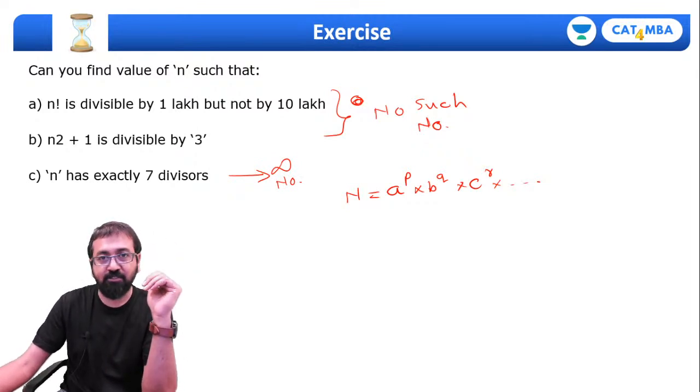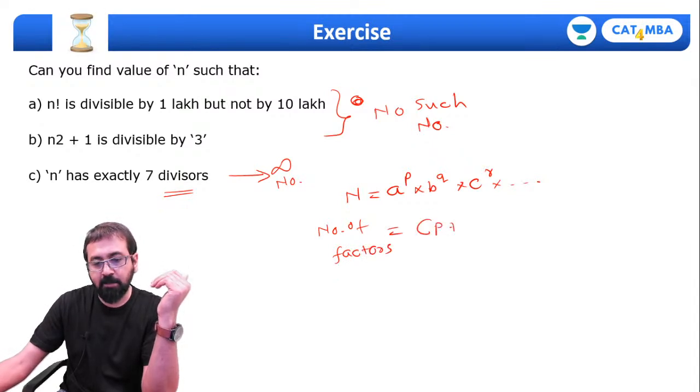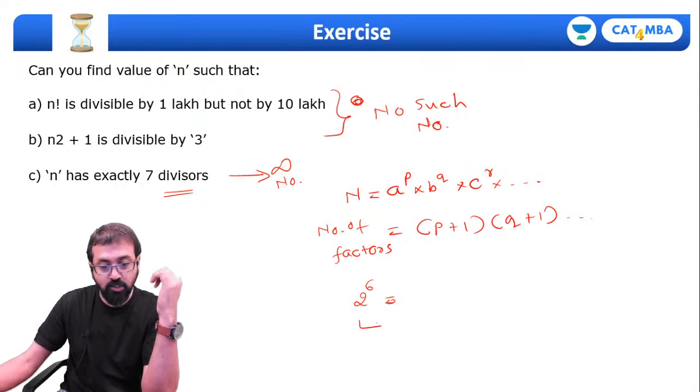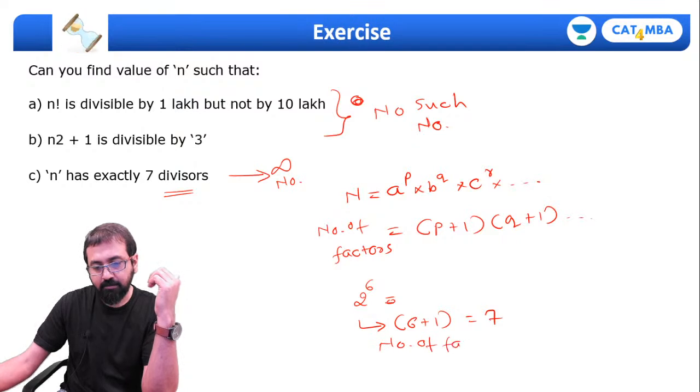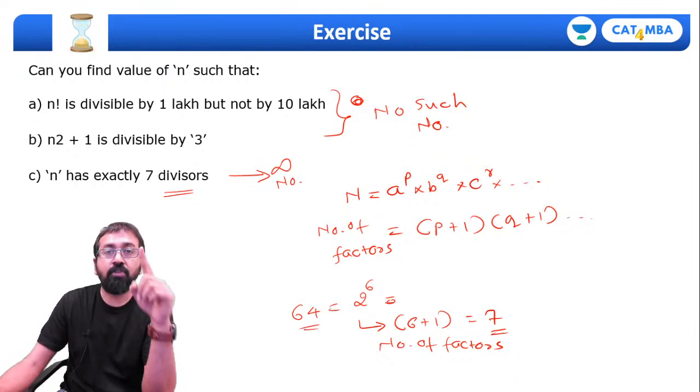So you understand the prime factorization. Then number of factors, divisors means nothing but factors. So number of factors of n, what is the formula for that? Power plus 1 into power plus 1 into power plus 1 and so on and so forth. So guys, if I take a number of this form, 2 raised to 6, can I say the number of factors of 2 raised to 6 will be 6 plus 1, that is 7? Number of factors will be 7 for 2 raised to 6. What is 2 raised to 6? 64. So 64 has 7 factors. So one number is 64.